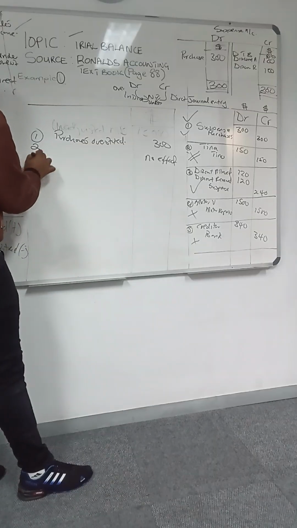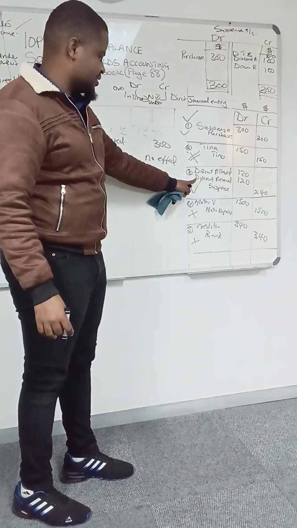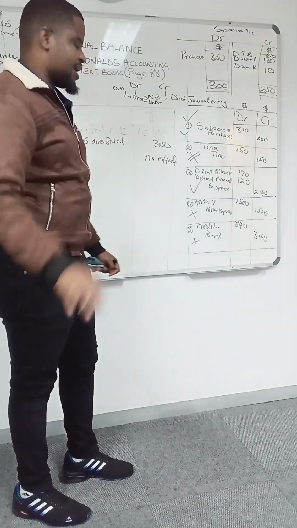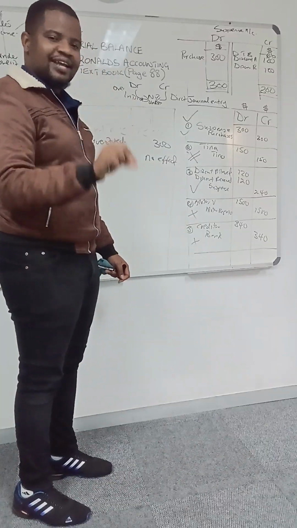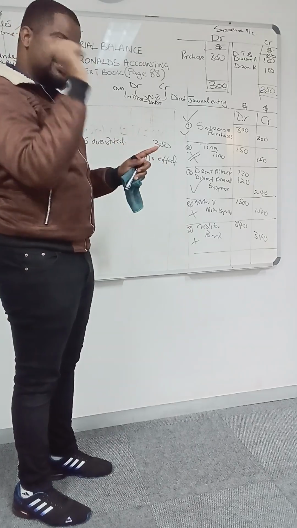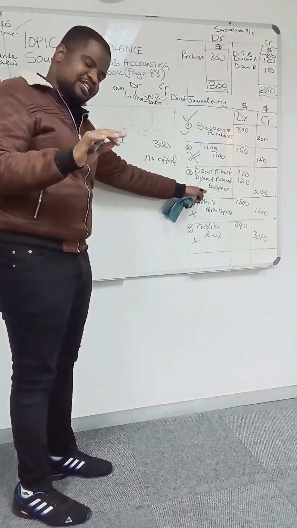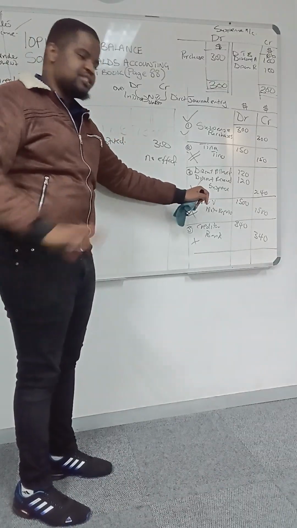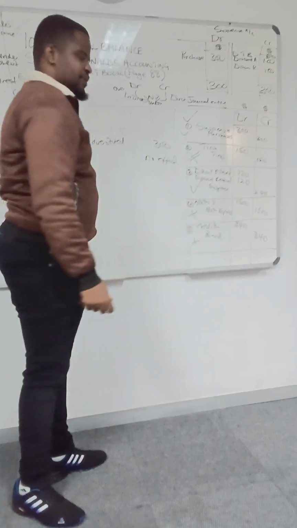Then number 3. What happened here? There's discount allowed, there's discount received, suspense. So there are 3 accounts. So please, you deal with each and every account, not as everything as a whole. Each and every account. These are 3 accounts. Discount allowed, discount received, suspense. But suspense, we put it aside because it does not affect net profit. Let's start with discount allowed.